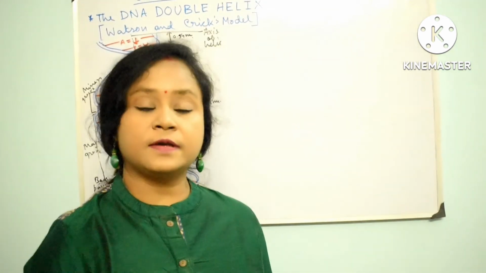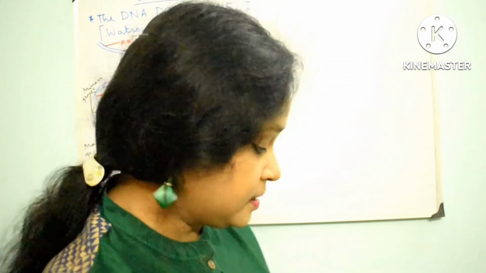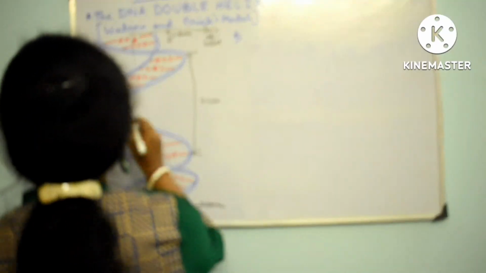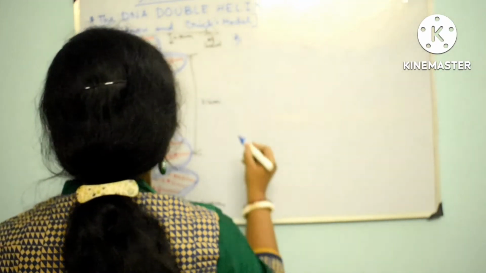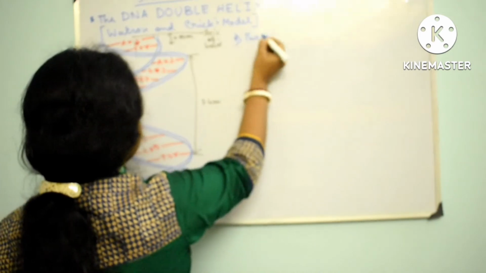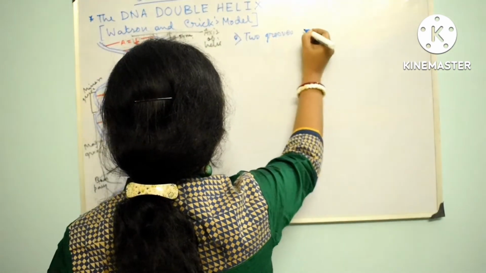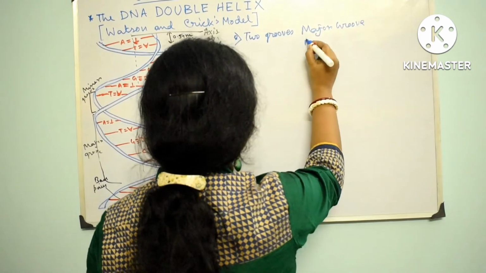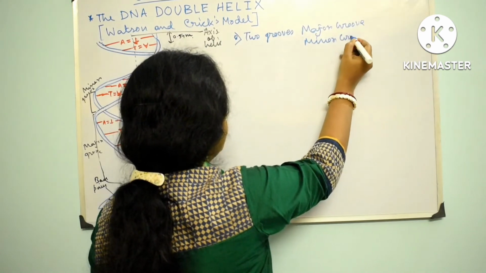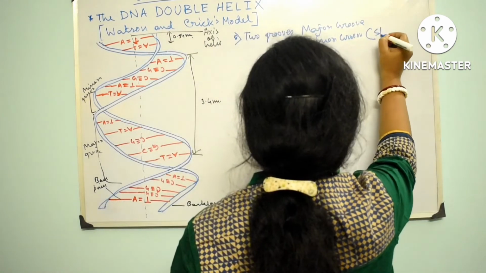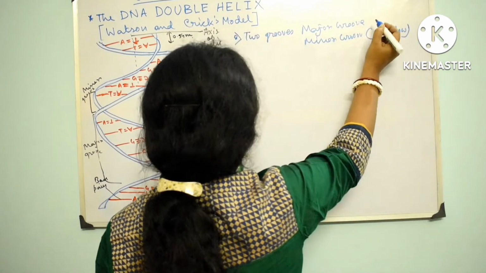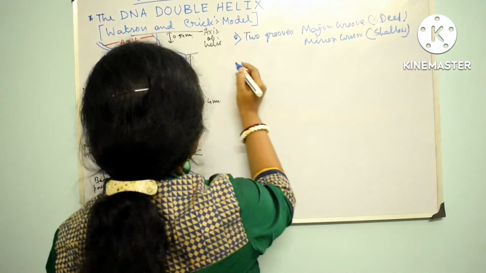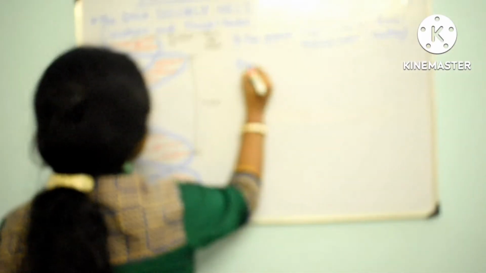Previously I have already discussed 7 major points. Now come to the other points. Point number 8: there are 2 grooves present, the major groove and the minor groove. The minor groove is shallow and the major groove is deep. Point number 9: the length of one helical turn.